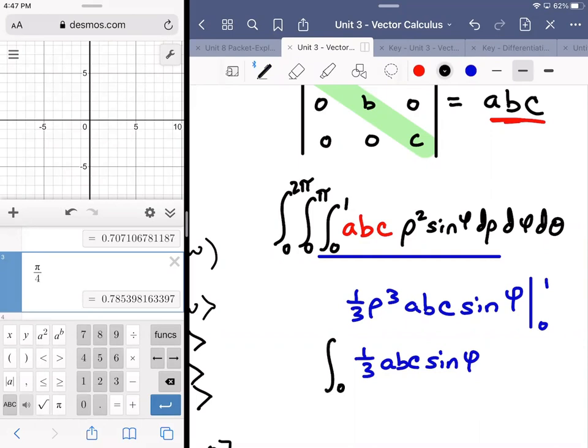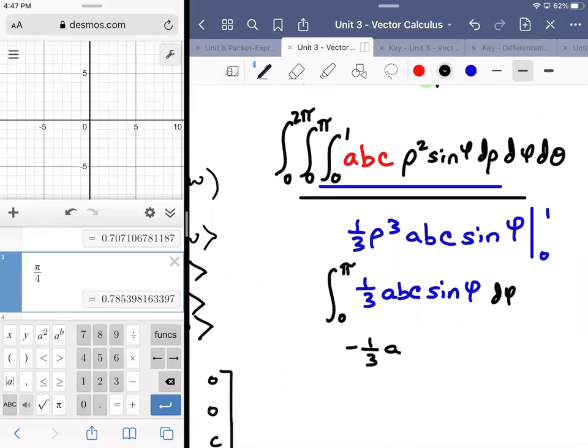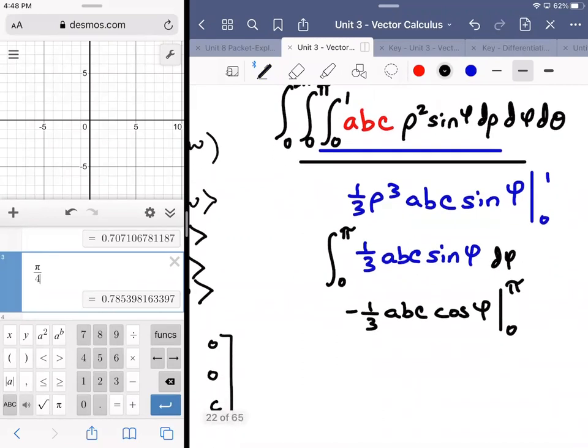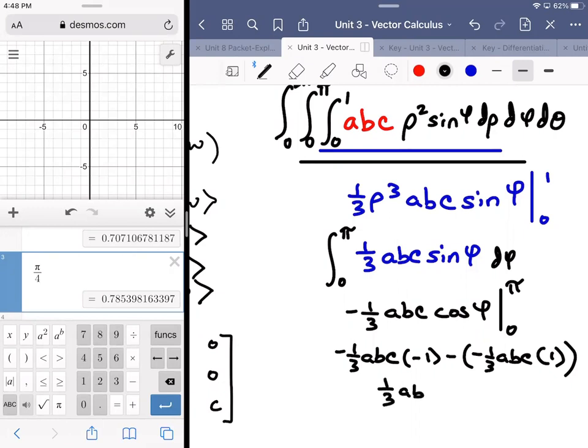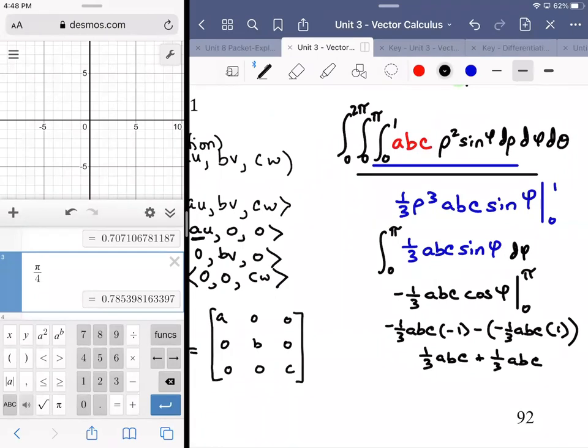We're going to integrate that with respect to phi. Right. With respect to phi, we're looking at negative 1/3 ABC cosine of phi over the interval of 0 to pi. So negative 1/3 ABC cosine of pi is -1, minus negative 1/3 ABC cosine of 0, which is +1. So we're talking 1/3 ABC plus another 1/3 ABC. That's going to be 2/3 ABC. You knew that, but I figured I would say it.